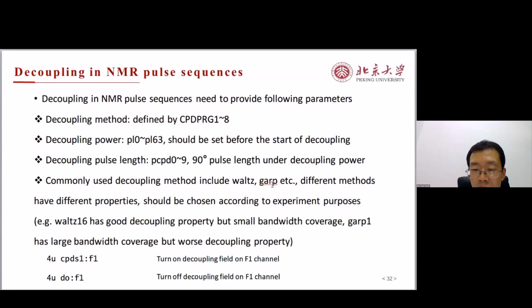There are many different decoupling methods, and each has different properties. For example, WALTZ-16 has good decoupling properties, but the bandwidth coverage is small. GARP has a larger bandwidth coverage, but its decoupling efficiency is worse. So depending on the application, you have to choose the suitable decoupling method. And at the bottom, it shows how to turn on the decoupler and turn off the decoupler.